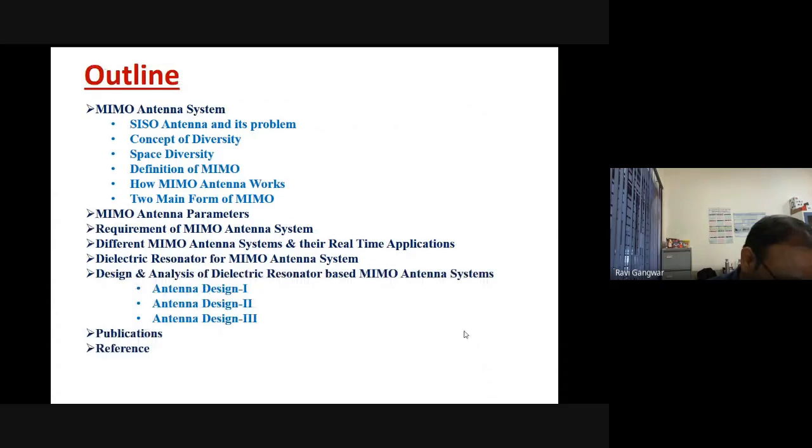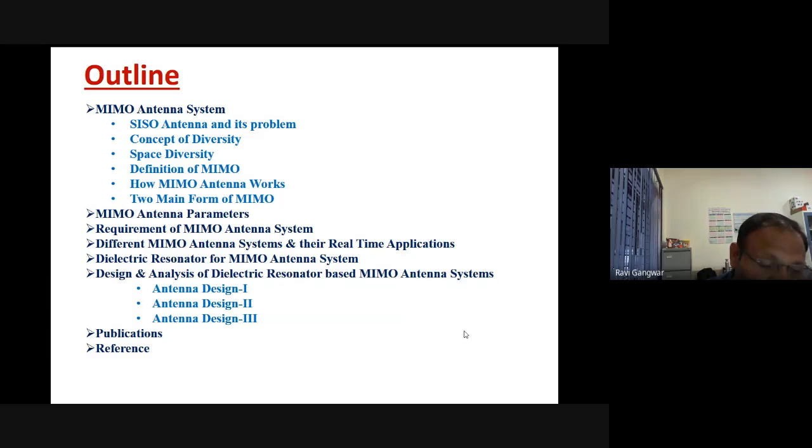Following topics, in which first we are going to discuss MIMO systems, what is the requirement of MIMO, then the concept of diversity, then definitions, how these antennas work, and what are the different forms of MIMO which we are going to use.